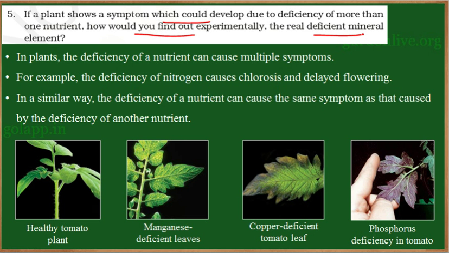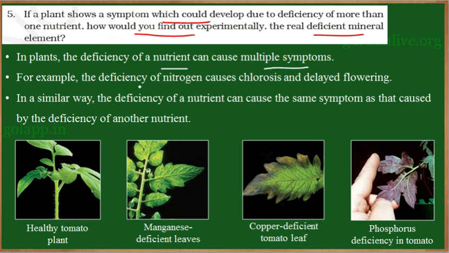Now, how would we find out experimentally? Is there any experiment to find out what causes these deficiencies? Which nutrient causes this deficiency? To understand this concept, first let us look at certain nutrients with their associated symptoms seen in plants. The first example is that in a plant, the deficiency of a nutrient causes multiple symptoms.